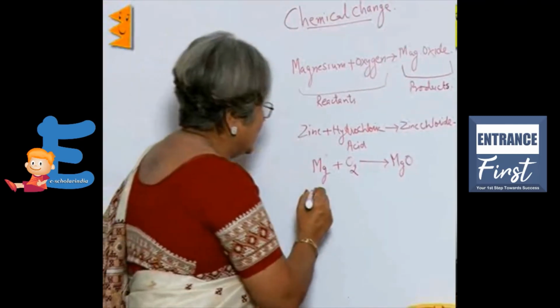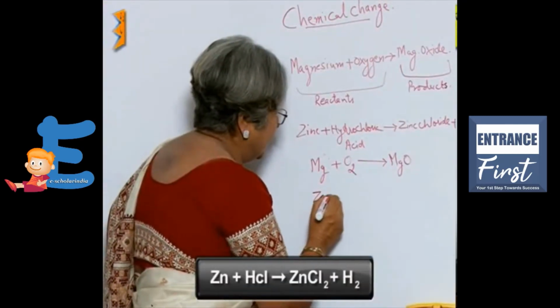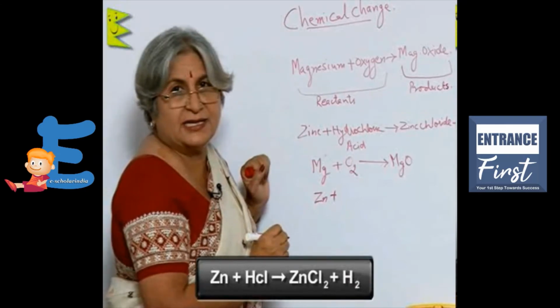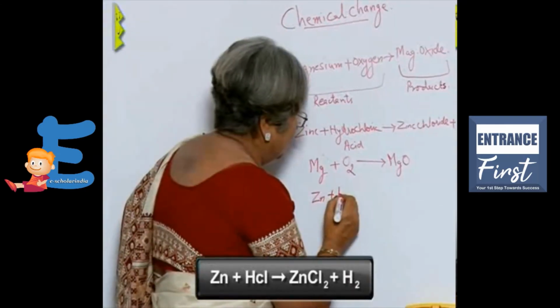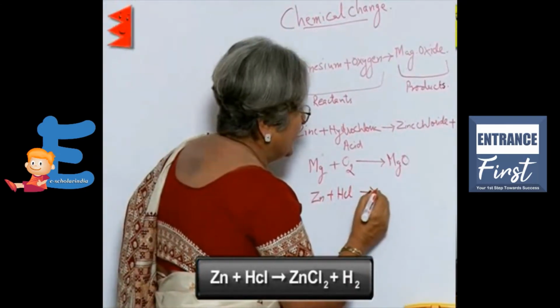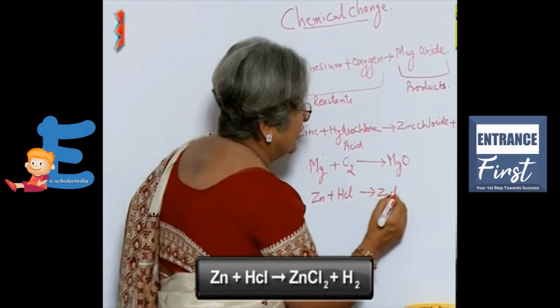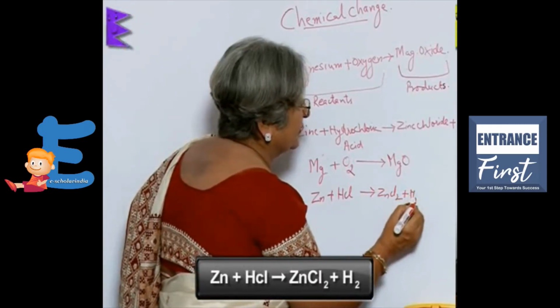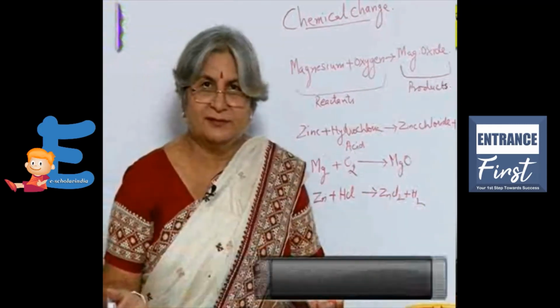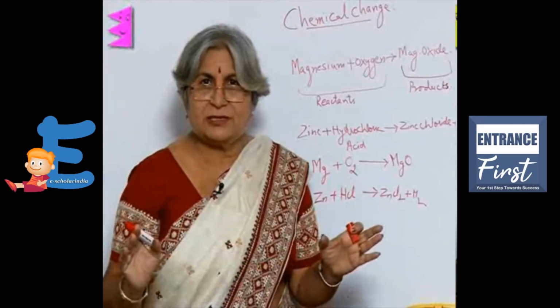Now in the second case, zinc is Zn, hydrochloric acid is HCl, and what we get is zinc chloride plus hydrogen. That's it. No need to explain too much.